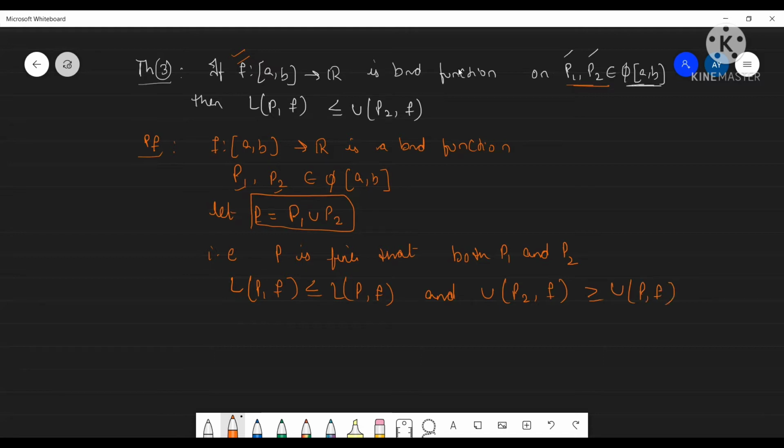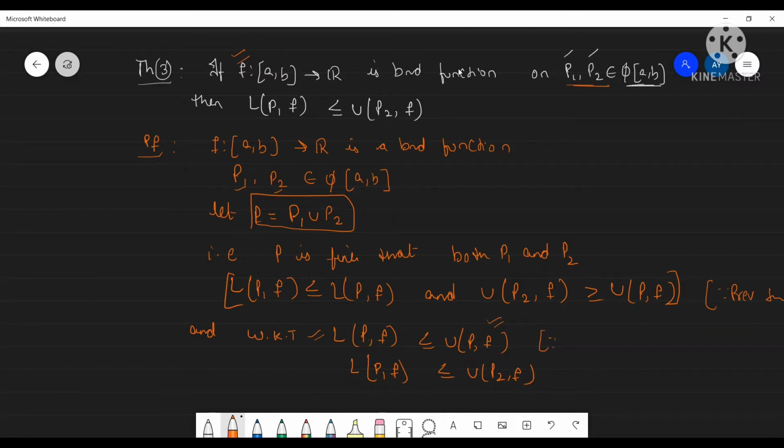This we have learned from the previous theorem. And we know that L(P, f) is less than or equal to U(P, f). But from where did we take P? P is the union of P1 and P2. So we can write L(P1, f) is less than or equal to U(P2, f). This is from some previous theorem, either 1 or 2. So from those theorems, we concluded that since L(P, f) is less than or equal to U(P, f), and P equals P1 union P2, we can conclude that L(P1, f) is less than or equal to U(P2, f). Am I clear?